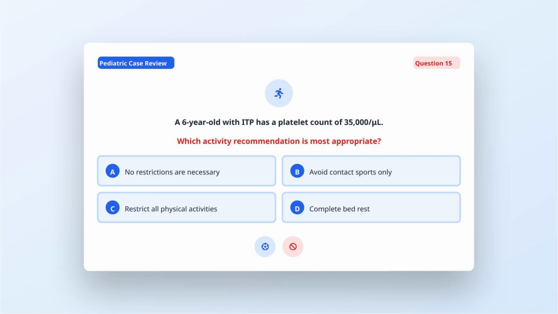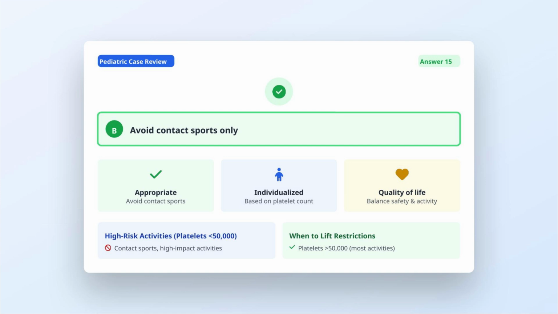Regarding activity restrictions, a 6-year-old with idiopathic thrombocytopenic purpura has a platelet count of 35,000 per microliter. Which activity recommendation is most appropriate? A. No restrictions are necessary. B. Avoid contact sports only. C. Restrict all physical activities. D. Complete bed rest. The correct answer is B.